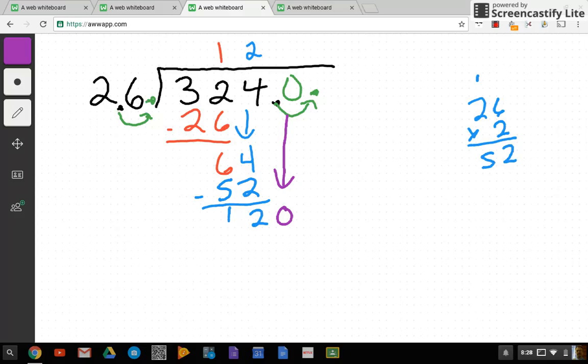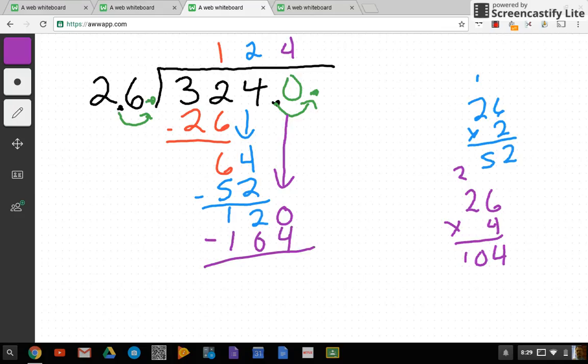So 26 is going to go into 120. I'm going to say probably 4 times. That would be 104. So that's going to be as close as we're going to get. So there's 104. And 120 minus 104 would be 16. Now my decimal is here. And I could keep going. As a matter of fact, I'm just going to add another 0 and keep going.